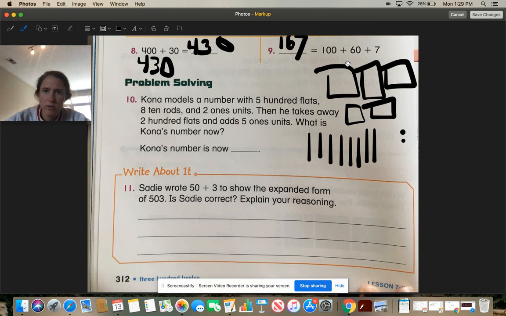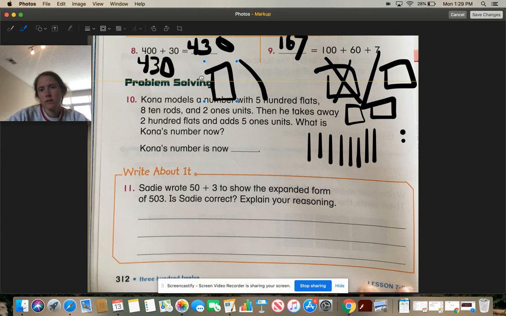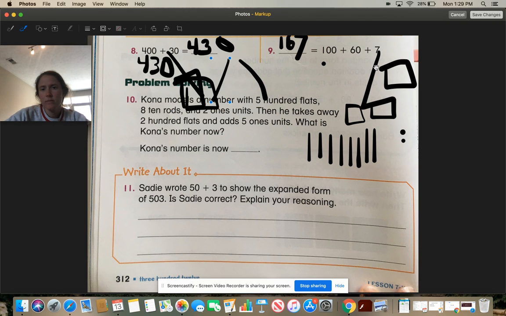So I'm going to cross out 2 of these. So they're gone. Or I could just move them out of the way like this. I could just move them out and say, get rid of them. Either one works, whatever you want to do. You probably have to just cross it out. So now I'm left with 3 hundreds flats. But then it says he adds 5 ones units. So now I have to add 5 ones. 1, 2, 3, 4, 5.